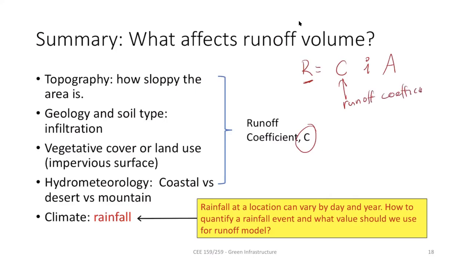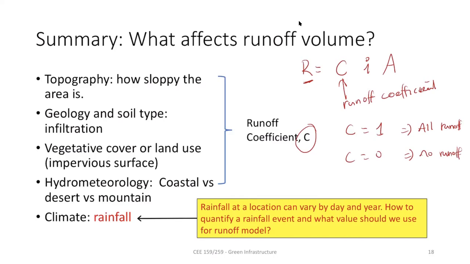means, if C is equal to 1, all runoff, okay? C equal to 0, no runoff. So ideally you want C to be as small as possible so that you have less and less flooding, more infiltration or more capture. And in fact, green infrastructure does that. It makes the overall C value of the entire catchment lower than 1.